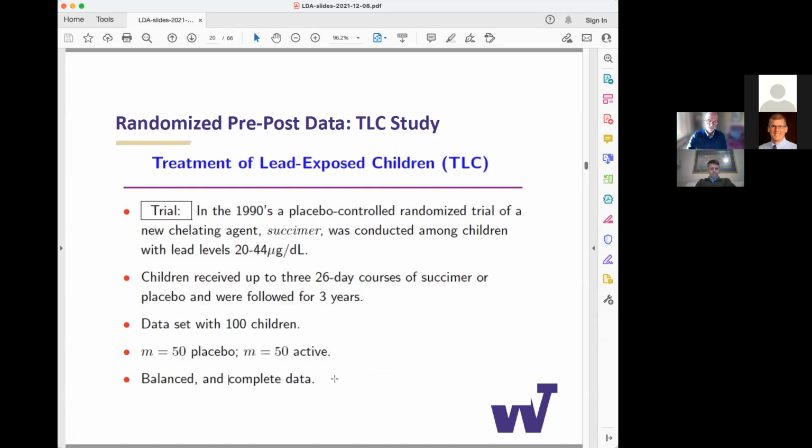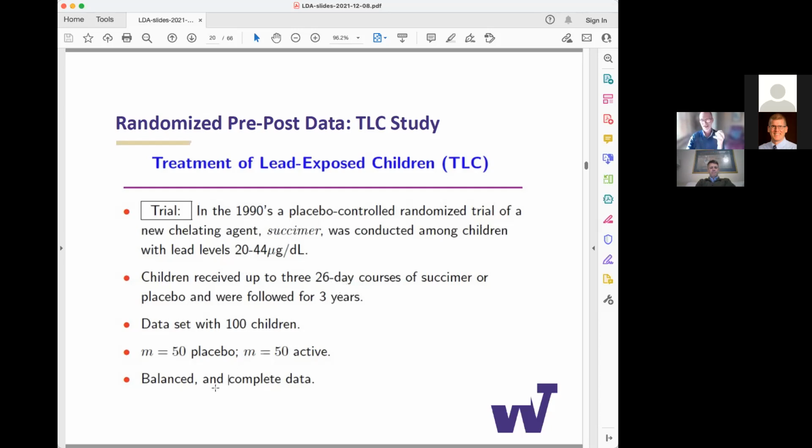Here's another example. This is another very small, lovely data set. It's 50 placebo and 50 active. It's from Garrett Fitzmaurice, Nan Laird, and Jim Ware's book. It was a placebo-controlled randomized trial of a chelating agent, sort of to pull lead out of the blood, called succimer. It was conducted among kids that had pretty high lead levels. Notice the entry criterion is 20. They received up to 3 26-day courses and were followed for a long, long time.